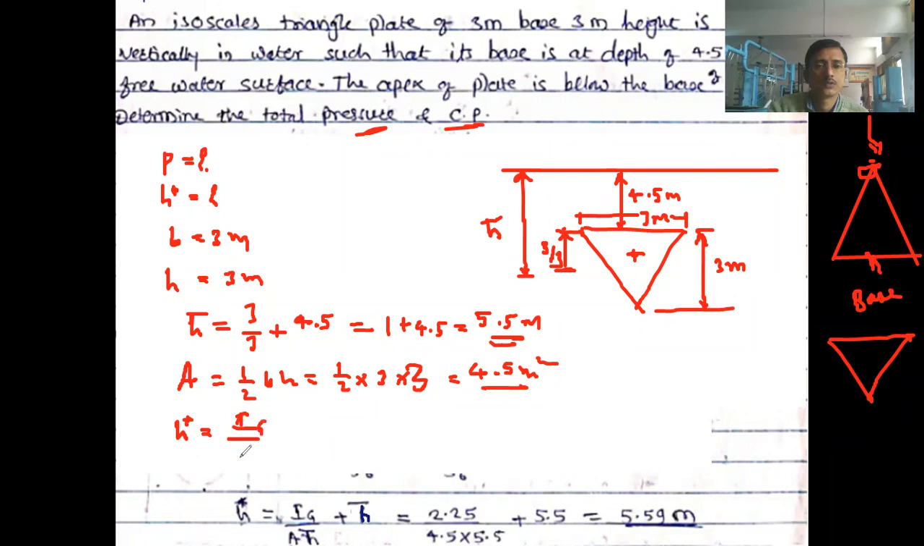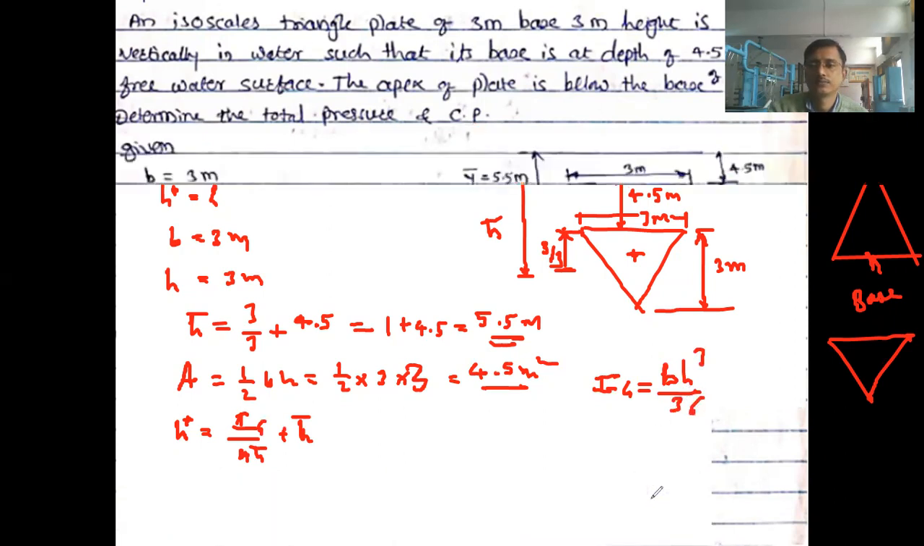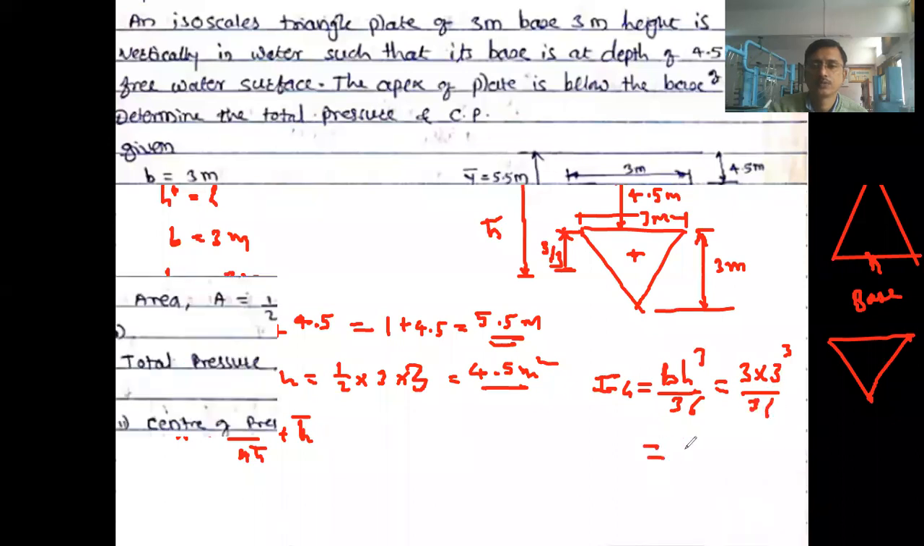Then we have the formula: H star is equal to what? Ig upon A H bar plus H bar. What is the formula of Ig for a triangle? Ig is equal to B H cube by 36, right? So what is B here? 3. How much is H? 3 divided by 36. So therefore Ig is equal to how much? 2.25 meter raised to 4.